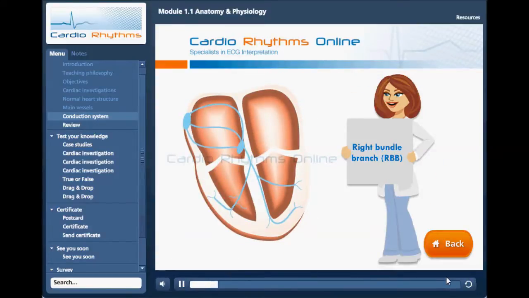The right bundle branch, as you would expect, spreads the impulse to the right ventricle. At the same time, the impulse then travels down the left bundle and its associated fascicles. The dividing of the electrical impulse down both right and left bundle branches ensures that both ventricles contract simultaneously.